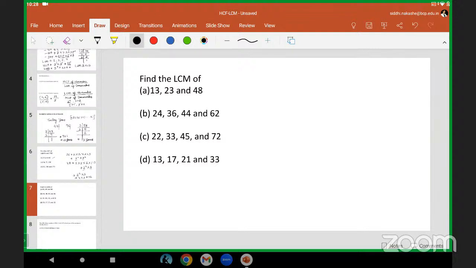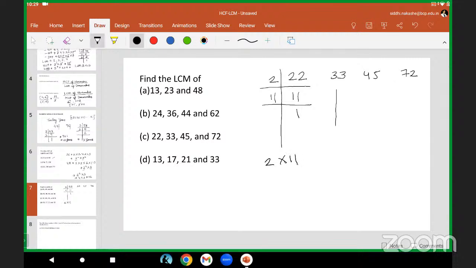For LCM, let's try with this one. So we have to find the LCM of 22, 33, 45 and 72. We'll start with this, that is 2 into 11. Fine. So this is nothing but 2 into 11. Similarly, this will be 3 into 11. And this is nothing but 3 square, that is 9 into 5, 45.